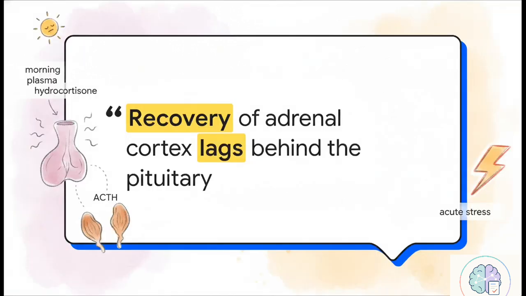Recovery of the adrenal cortex lags behind the pituitary. When the system finally tries to wake back up, the pituitary starts firing off ACTH, but those shriveled up adrenal glands take their sweet time responding. So, if you're measuring a morning plasma hydrocortisone, you're only evaluating the return of basal function. It absolutely does not mean those adrenal glands can mount a proper response if the patient suddenly faces severe acute stress.